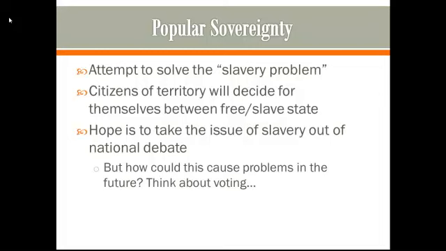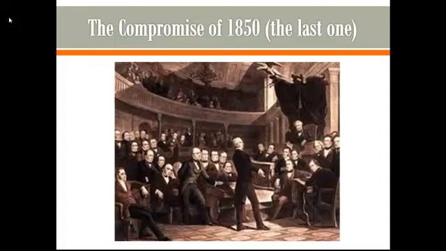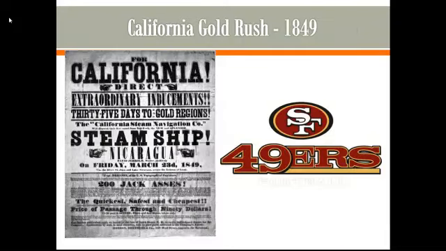But whenever there is voting, that can cause problems. Because whenever there is a vote on something that people think is important, there are always going to be some people who are going to try to rig that vote or maybe even prevent that vote from happening. And the Mexican-American War also brings us to the last compromise. The last time that the North and the South are really going to work out one of these agreements to avoid civil war. The issue of the Compromise of 1850 is California.